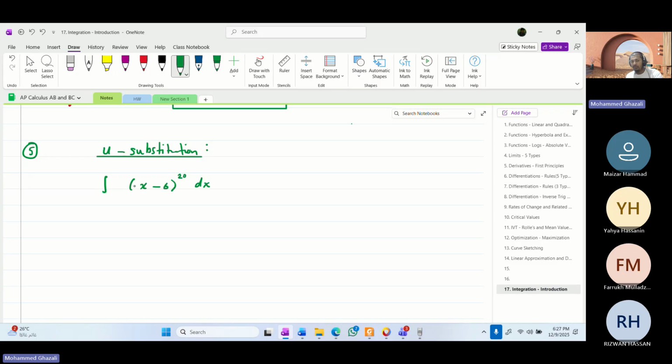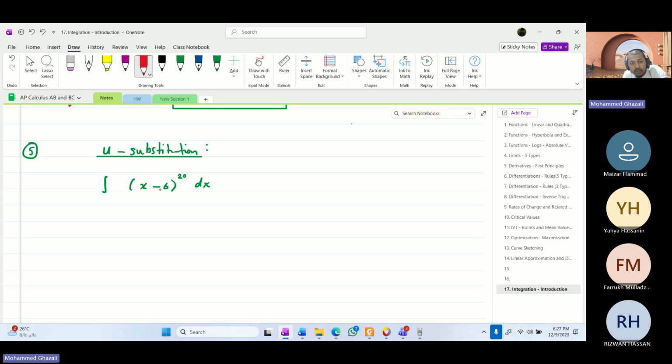Are you really going to use binomial expansion to expand this 20? No, you're not. So how do we solve something like this? We apply something called a U substitution. Now I'm going to do about 3-4 examples on U substitution here because I need to apply it to trig.